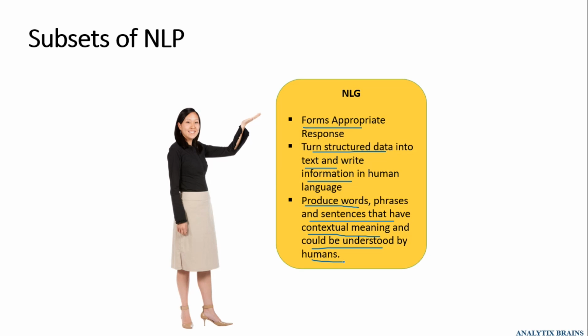Like in the case of chatbots, where you are asking a question in your natural language. What the system will do is first try to analyze your sentence, then try to understand the intent, what you are looking for, and accordingly it will get the answer and then reframe the answer in a way so that you can understand.